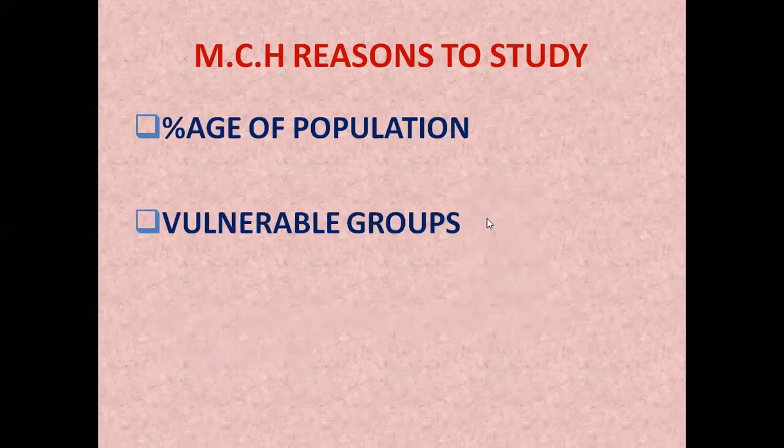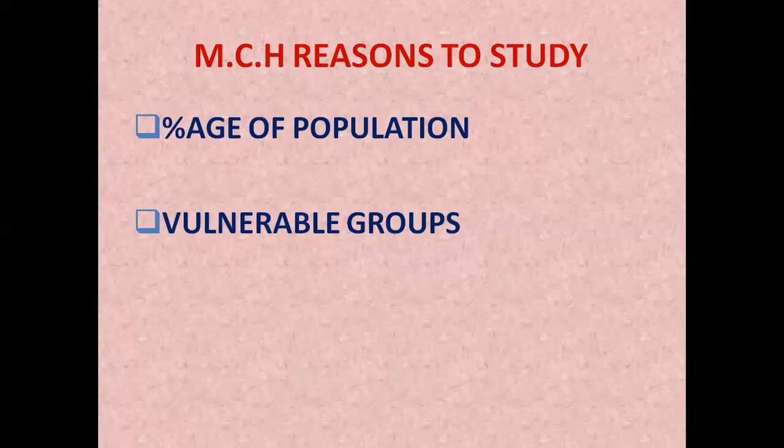One more thing is that this percent of population is vulnerable. I just said that the below 14 years population on one hand, children, and childbearing age women, they are what? Vulnerable. I'm going to tell you the reasons why we are going to study the MCH and why we are going to study the MCH altogether, right? So why are they vulnerable?